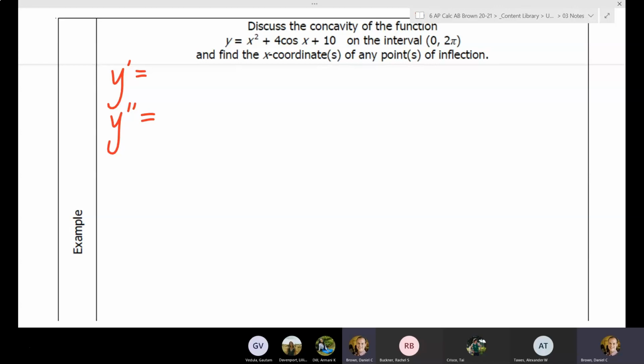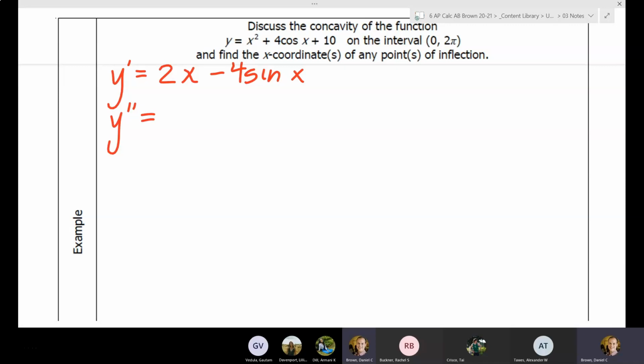And so looking at your first derivative, the derivative of x squared becomes 2x. Then the next term, 4, is a constant multiple. The derivative of cosine is negative sine of x, and then the derivative of 10, that's a constant, so it goes to 0. That's your first derivative. You would use that to do intervals of increasing and decreasing.